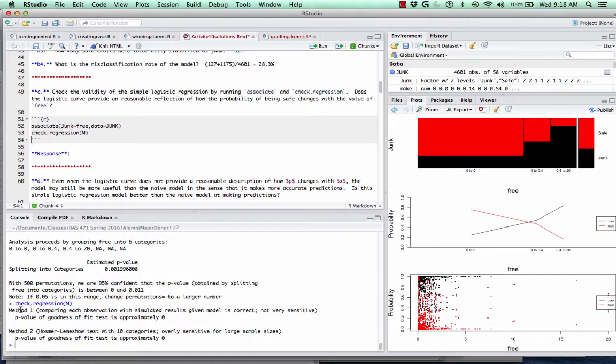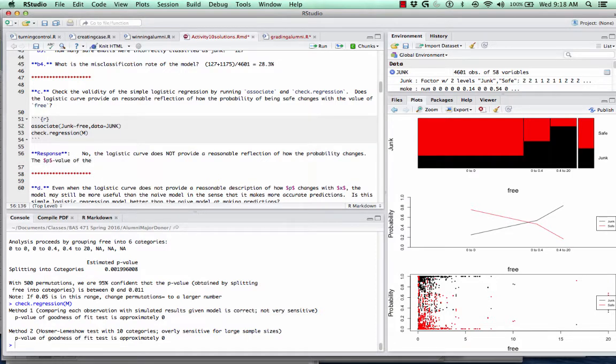Now, that's a problem. So method 1, this is the test that is really, really easy to pass. And so if we fail this test, that's bad news. It's basically implying that the logistic curve is not a great description of how the probability of being junk changes with the word frequency free. All right, so we say no, the logistic curve does not provide a reasonable reflection of how the probability changes. The p-value of the, we'll call this the goodness of fit test, method 1, is less than 0.05. In fact, it is 0.